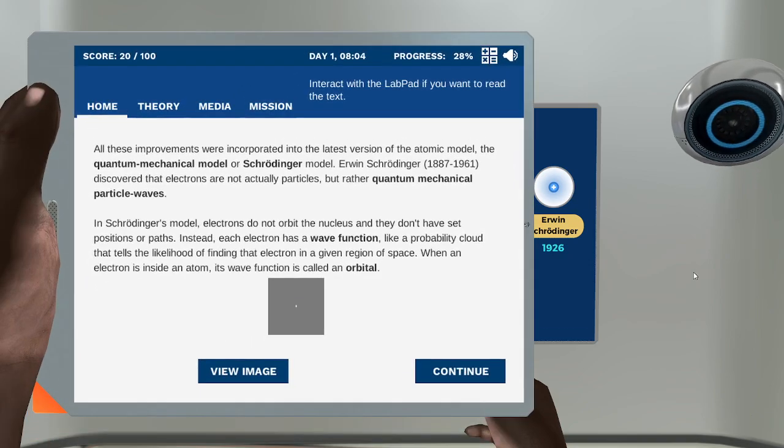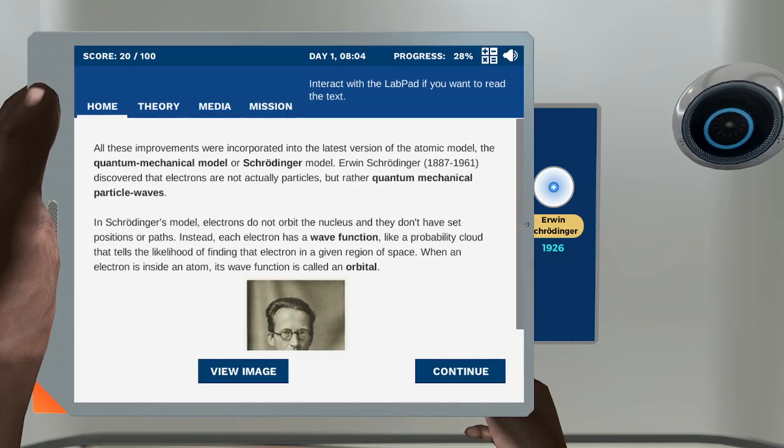All these improvements were incorporated into the latest version of the atomic model, the quantum mechanical model or Schrödinger model. Erwin Schrödinger discovered that electrons are not actually particles, but rather quantum mechanical particle waves. In Schrödinger's model, electrons do not orbit the nucleus and they don't have set positions or paths.